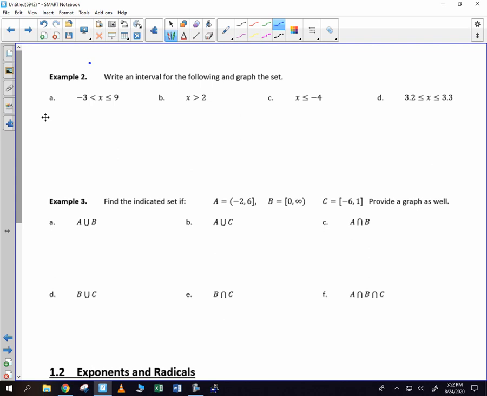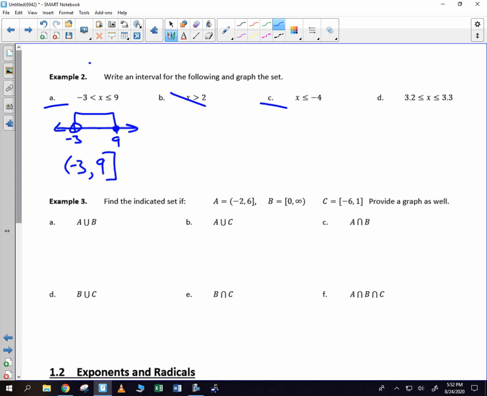So we'll do a couple of these. We'll do A and we'll do C. Negative 3, we're going to write it as an inequality and then graph it as well, or interval and then graph it. We've got negative 3 and 9. Open circle on negative 3, closed circle on 9. We draw them together. And as we write that as an interval, we would say negative 3 with a parenthesis because we have an open circle. And then 9 bracket because we have a closed circle.